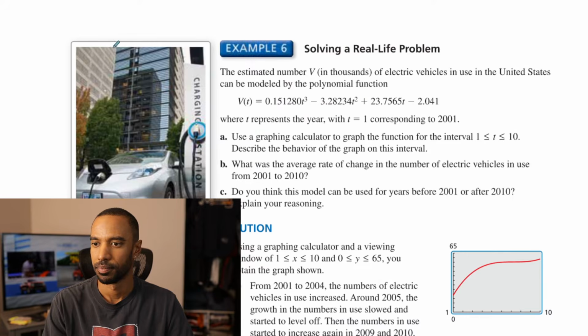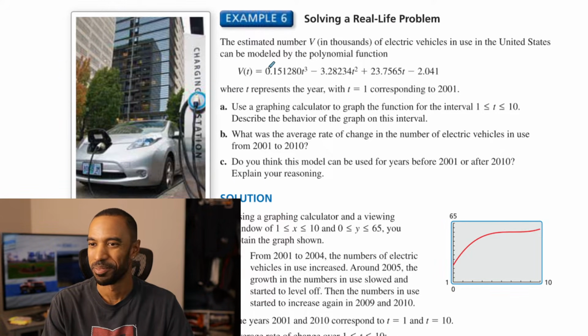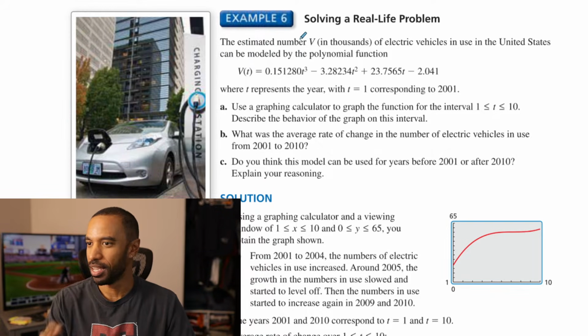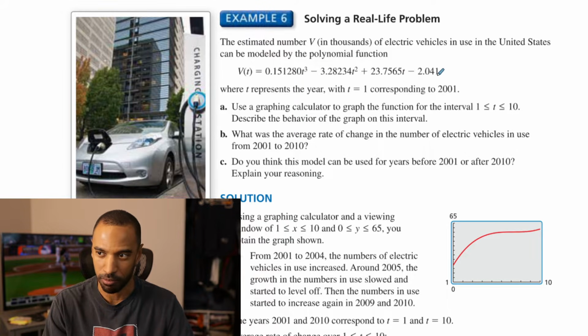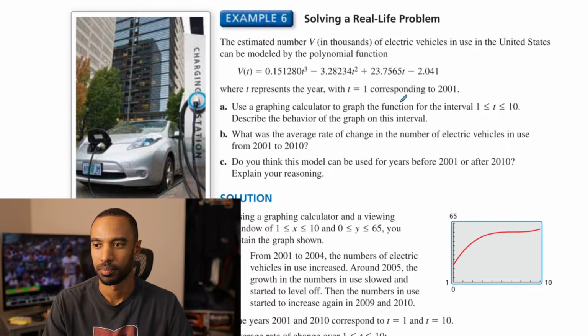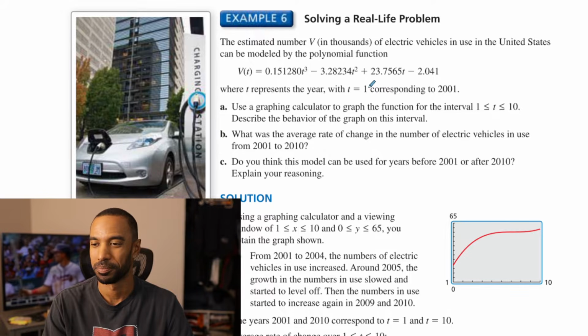Okay. Example 6, solving a real-life problem. Electric vehicles, a real-life problem. The estimated number, V, in thousands of electric vehicles in use in the United States can be modeled by this crazy polynomial function. I hope we can use a calculator for that. Where t represents the year, with t equals 1 corresponding to 2001. So t equals 0 corresponds to 2000.